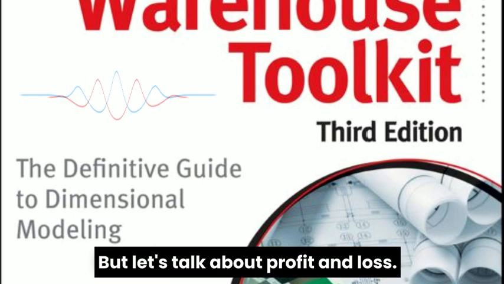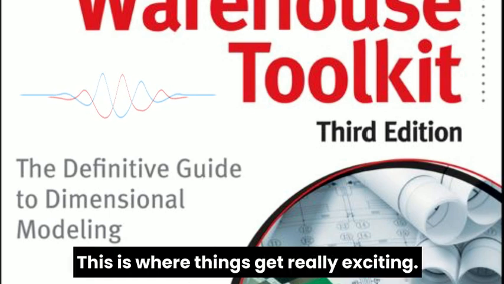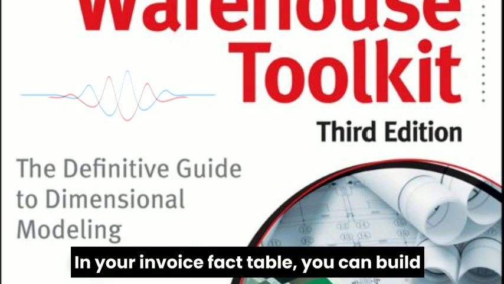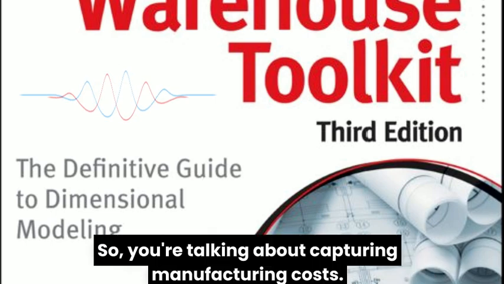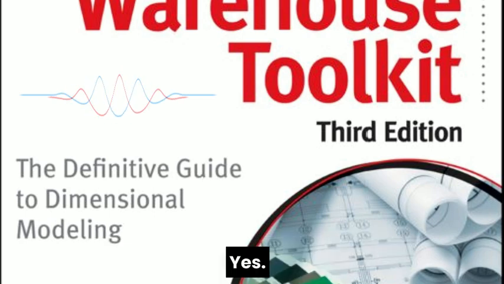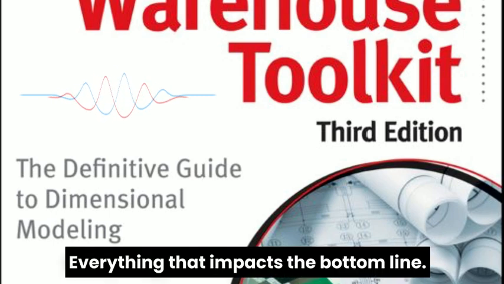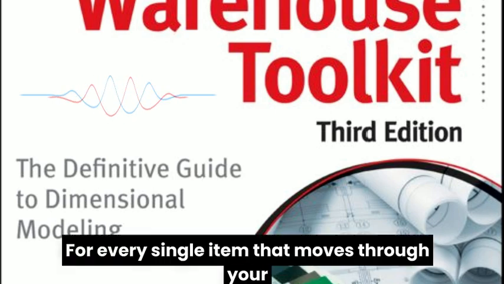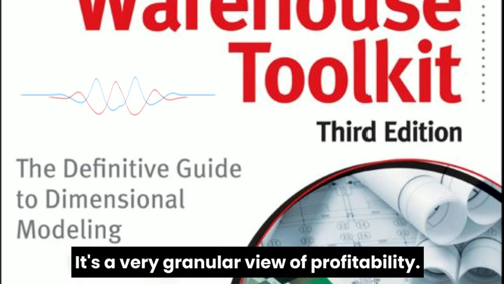But let's talk about profit and loss. How do you actually bake that into your invoice fact table? This is where things get really exciting. By including cost information in your invoice fact table, you can build a detailed P&L statement for each product sold. So you're talking about capturing manufacturing costs, storage costs, distribution costs. All of it. Everything that impacts the bottom line. Every single penny. So it's like having a mini P&L for every single item that moves through your business. It's a very granular view of profitability.